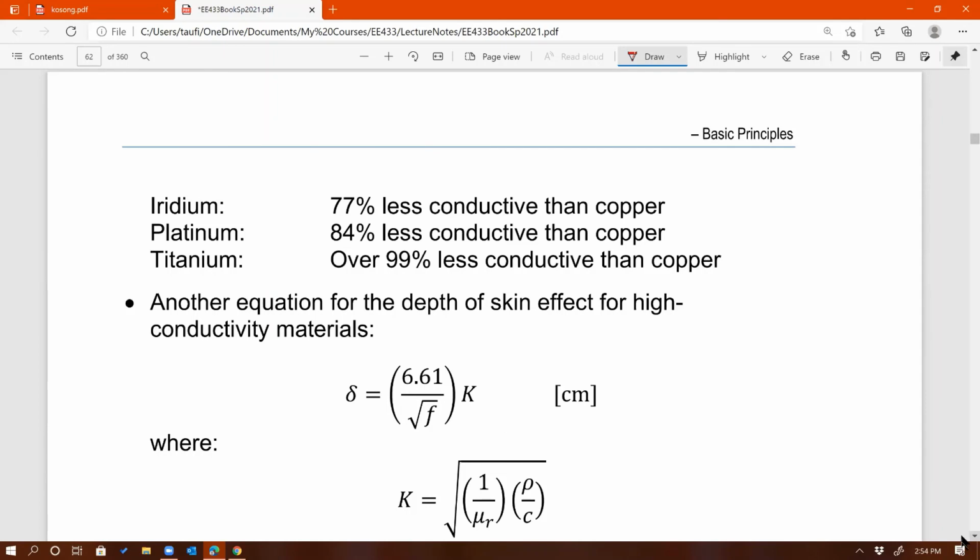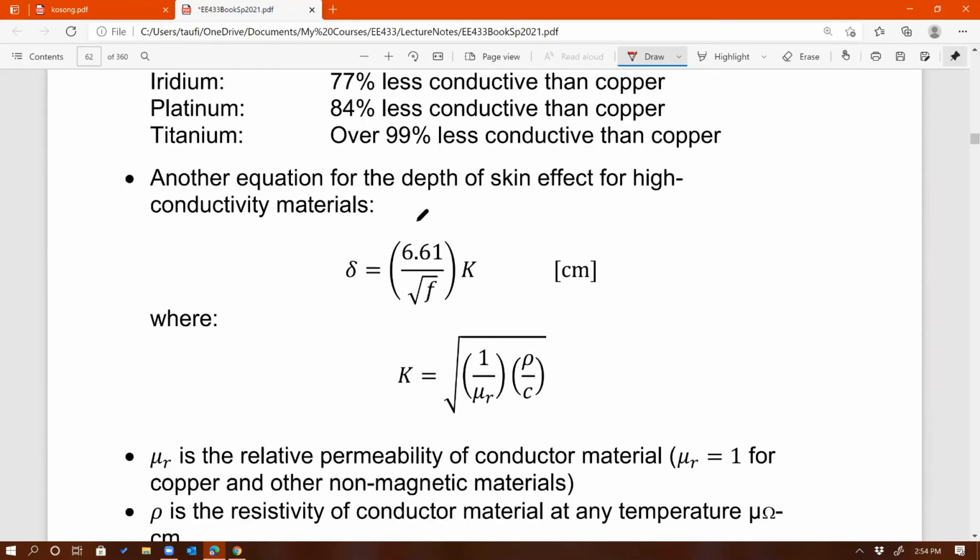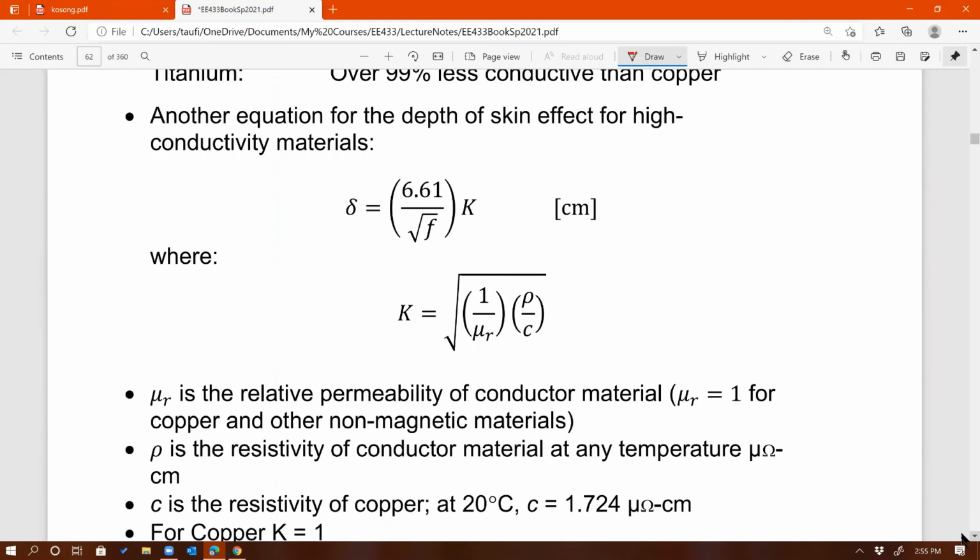I'm not going to go through all those. Another equation of skin depth for high conductivity material. So we have at least 3 equations now for finding skin effect. This is for high conductivity material. That's going to be 6.61 over square root of F times K. As you can see, it is inversely proportional to the square root of F, right? So the higher the frequency, the smaller the skin depth, which is not good, right?